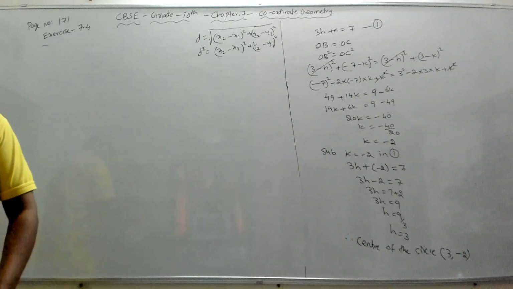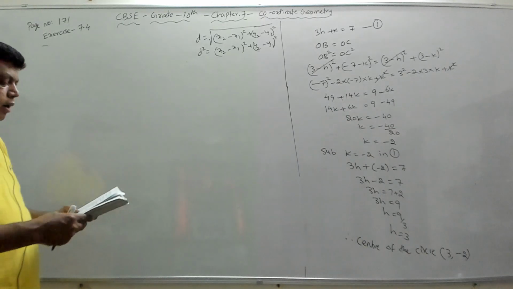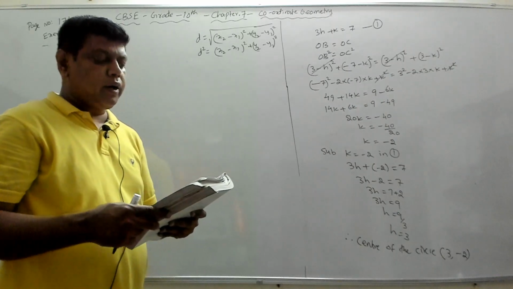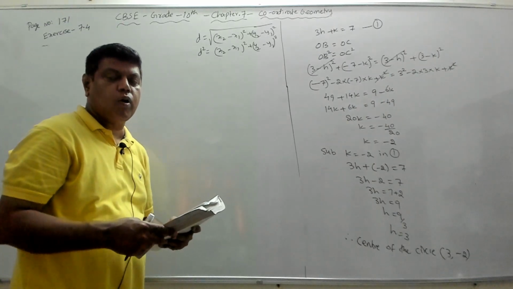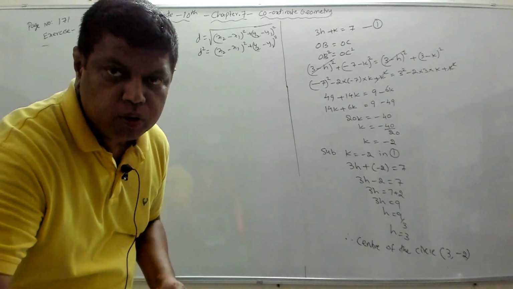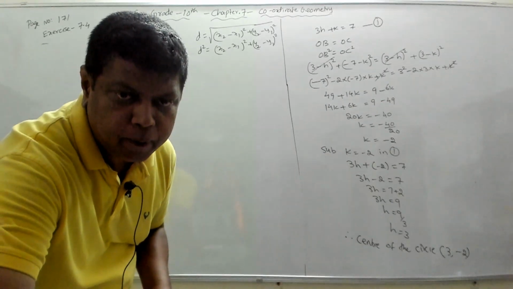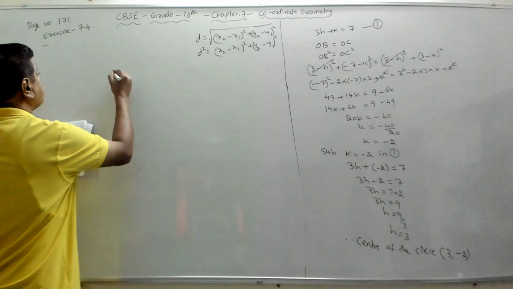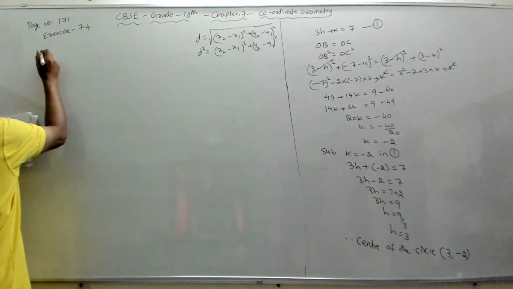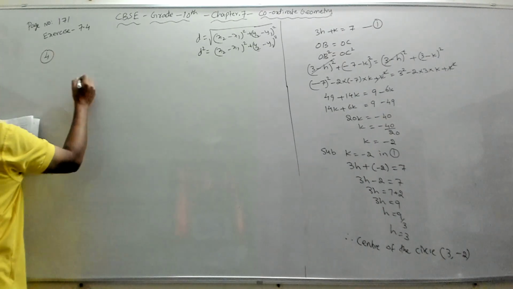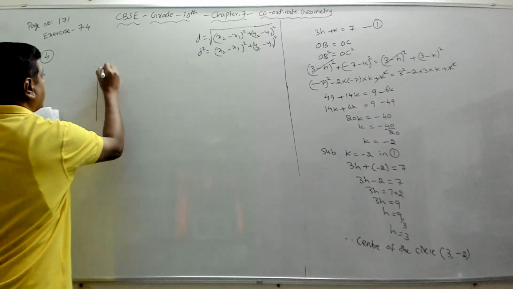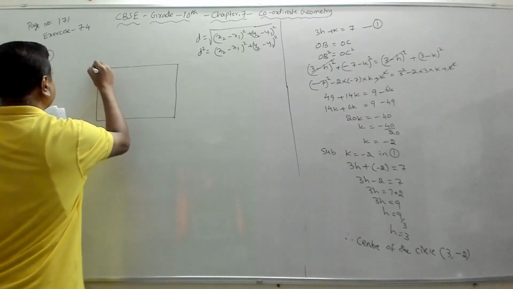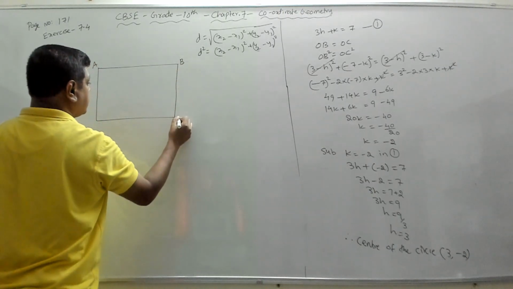So what is given is the two opposite vertices of a square are minus 1 comma 2 and 3 comma 2. Find the coordinates of the other two vertices. Fine. Okay. So the two opposite vertices. So let's draw the square. So the fourth question is, let me draw a square. This is a square. So this is A, B, C and D.